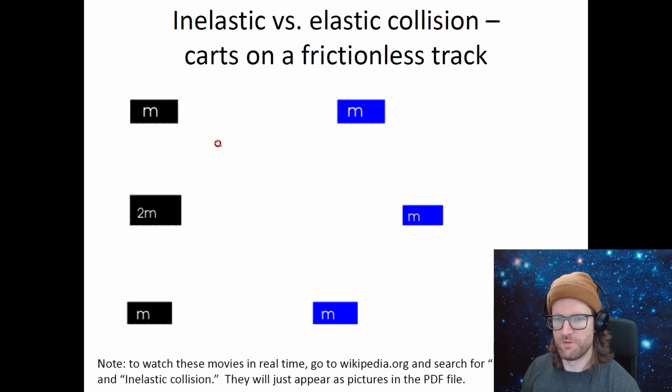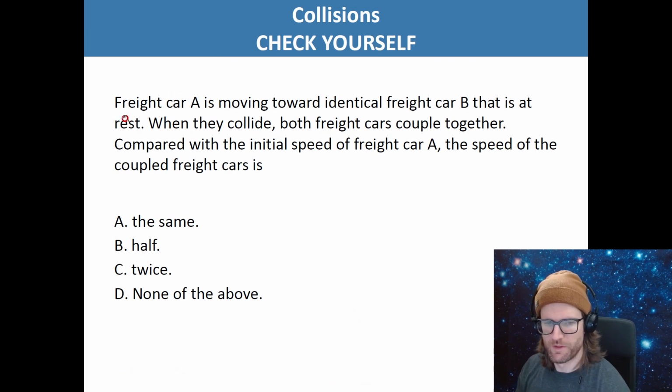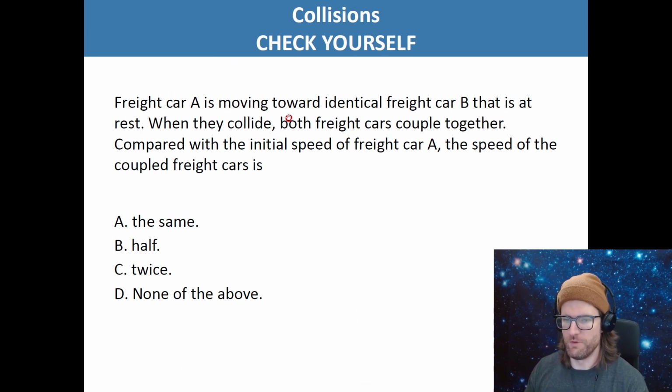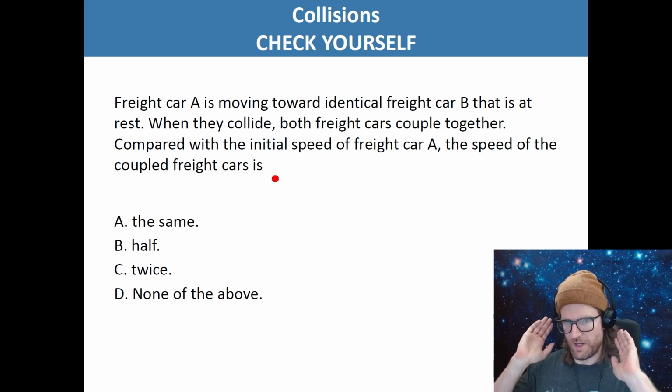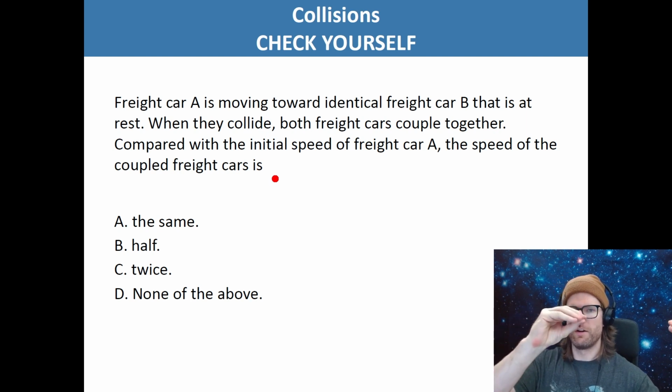Okay, let's do some carts. Here we go. Freight car A is moving toward an identical freight car B that is at rest. When they collide, both freight cars couple together. Compared with the initial speed of freight car A, the speed of the coupled freight cars is, okay, so we have momentum initially. One freight car comes to a freight.